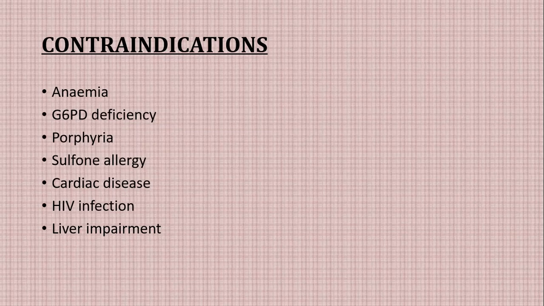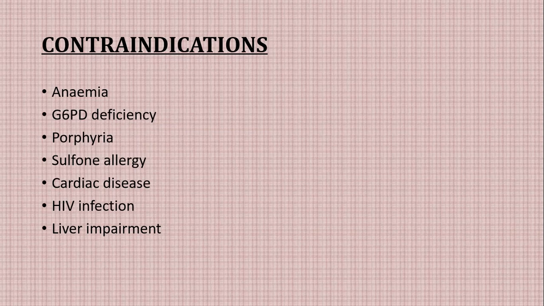Similarly, in G6PD deficiency, that is glucose 6 phosphate dehydrogenase deficiency, if it is deficient in the person, then we should not give this drug to him. Also porphyria, HIV infections, or liver impairments, all these are liver diseases. So if a person is a liver compromised patient, then we should not give this drug to him.